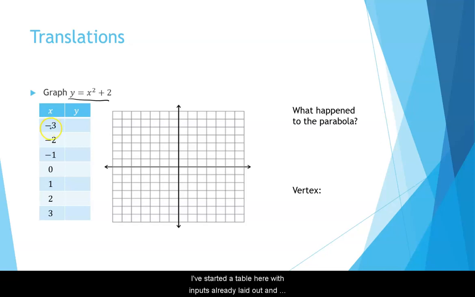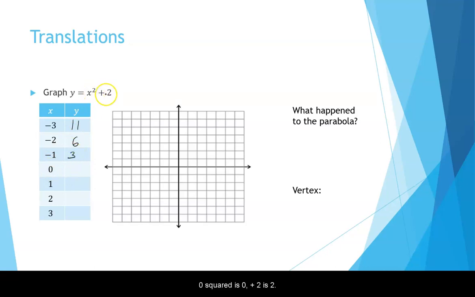I've started a table here with inputs already laid out, and I've just picked some numbers. It's usually a good idea to be somewhere close to 0 because quadratics can get really big pretty quickly. If we plug in -3 for x, -3 squared is 9. 9 plus 2 is 11. -2 squared is 4. 4 plus 2 is 6. -1 squared is 1. 1 plus 2 is 3.